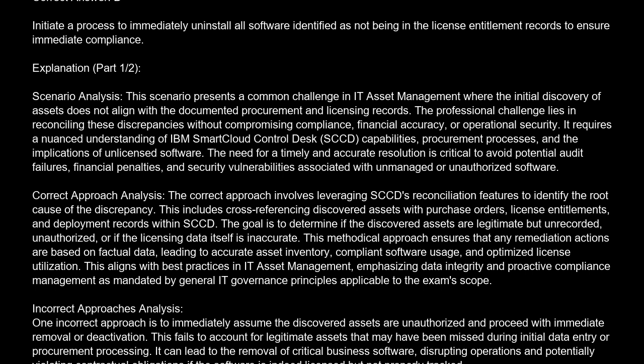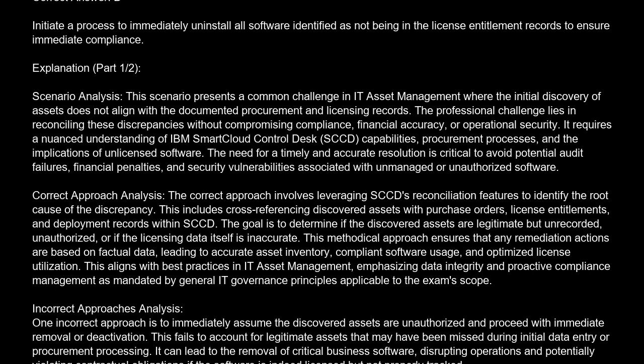It requires a nuanced understanding of IBM SmartCloud Control Desk, SCCD, capabilities, procurement processes, and the implications of unlicensed software. The need for a timely and accurate resolution is critical to avoid potential audit failures, financial penalties, and security vulnerabilities associated with unmanaged or unauthorized software. Correct approach analysis. The correct approach involves leveraging SCCD reconciliation features to identify the root cause of the discrepancy. This includes cross-referencing discovered assets with purchase orders, license entitlements, and deployment records within SCCD.